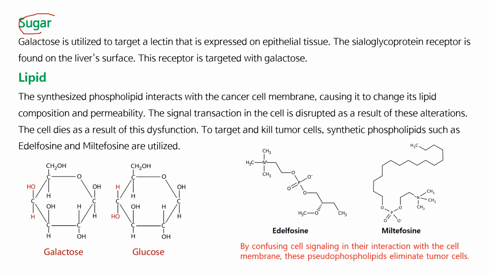Next, sugar. Galactose. This galactose is utilized to target the lectin that is expressed on epithelial tissue. The sialoglycoprotein receptor is found on the liver surface. This receptor is targeted with galactose.